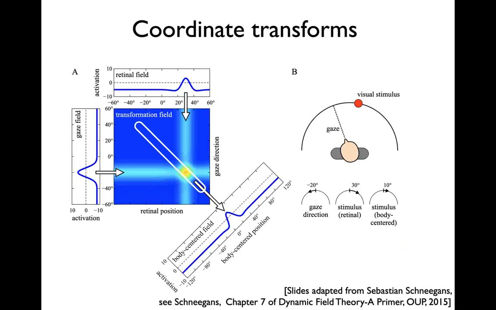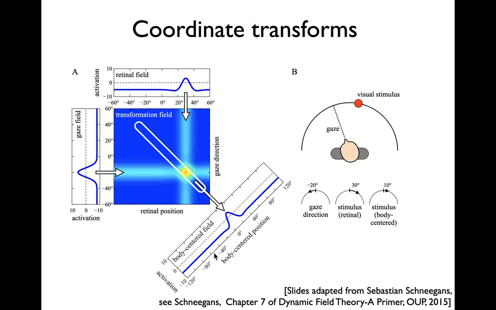Coordinate transforms was another application, and this is a bit more complicated. I'm not going to ask you to understand it very deeply. It is based on a joint representation of something you want to transform, like your retinal field, with a parameter that determines what transform you want to make. For instance, if you want to transform the retinal field into a body-centered field, you might need to know where your retina is relative to your body. Could be your gaze direction. And that joint representation then allows you to extract that transformed dimension.